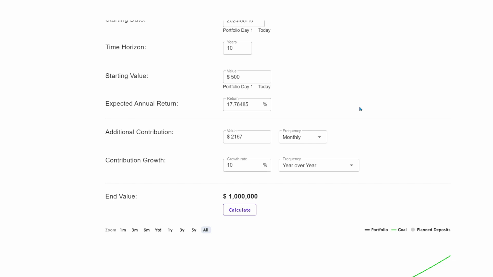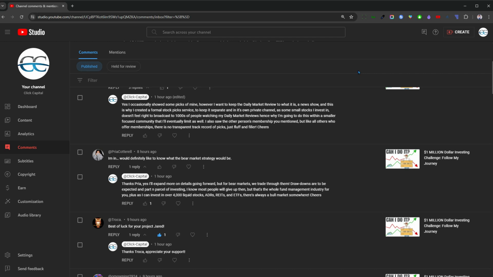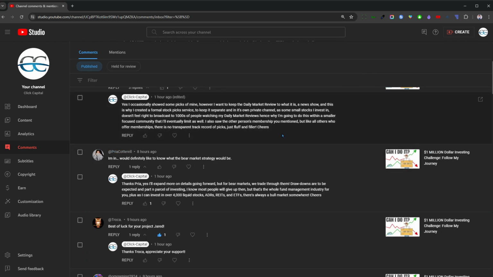We can still keep that equity curve growing every year. Also had some people say I've shared picks on the daily market review before, which I have done loosely. However, I want to keep the daily market review to what it is. It's a news show going over daily events.